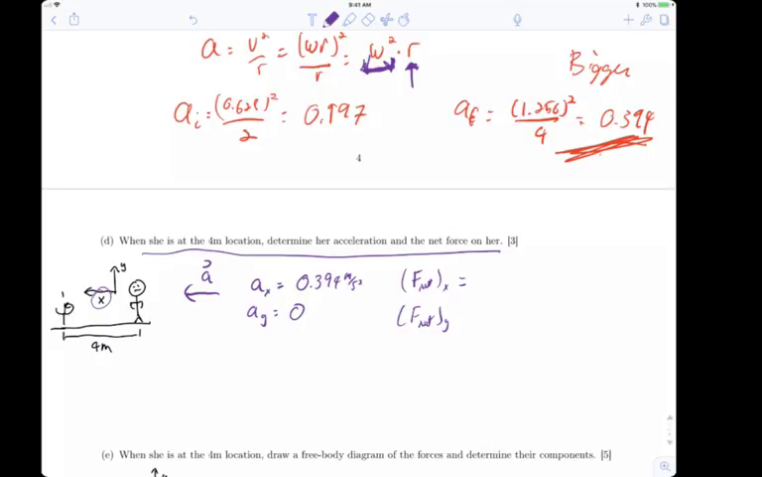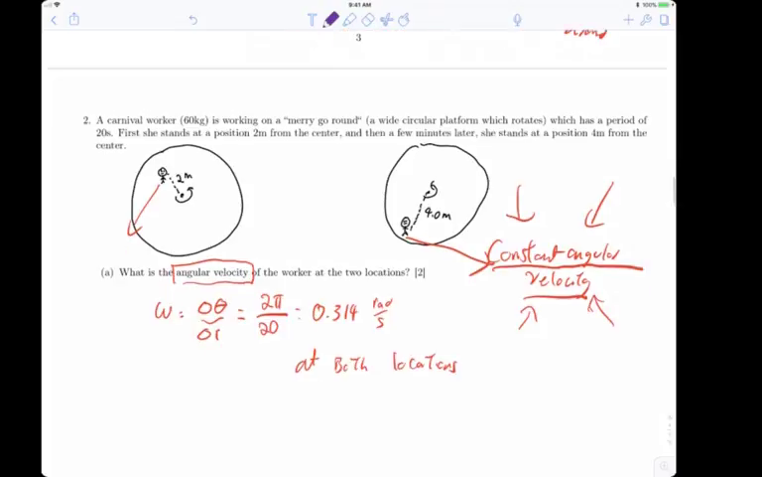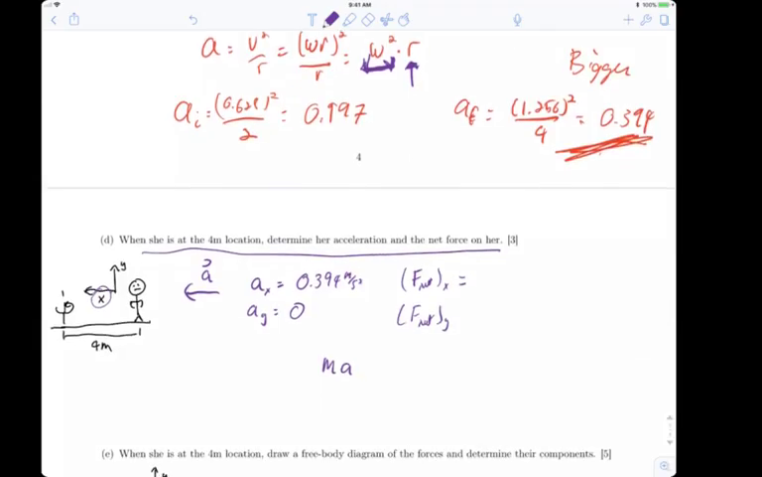And then F net is going to have an x value and a y value, which is going to be equal to the mass times the acceleration. So her mass is 60 kilograms. So it's going to be 60 times 0.394, 23.6 newtons, and that's 0.